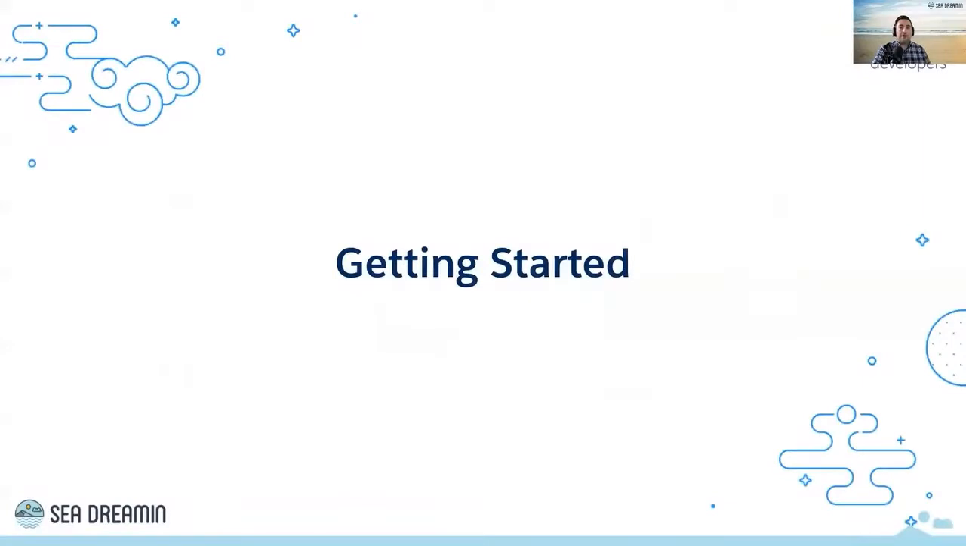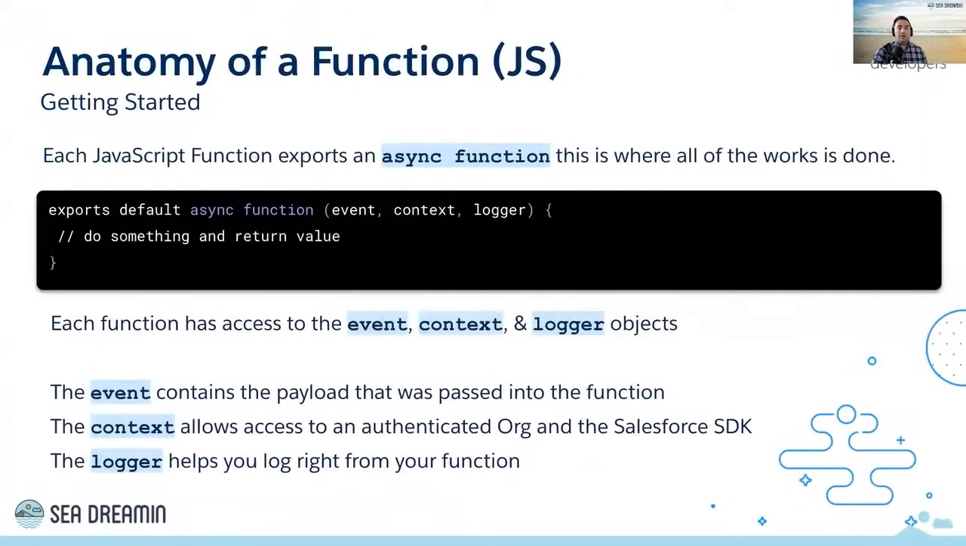Okay, so how do we get started? Well, let's first talk about the anatomy of a function and what our function actually is. For example, in JavaScript, each function exports an async function. It's a mouthful there. And this is where all of the work is done. And you'll see here when we're exporting that function, we're passing in three things: our event, our context, and the logger. And inside of this function, we can do anything that we need to, that we can then return into Salesforce or call to another system, etc.